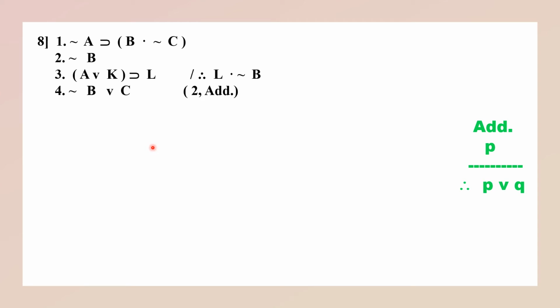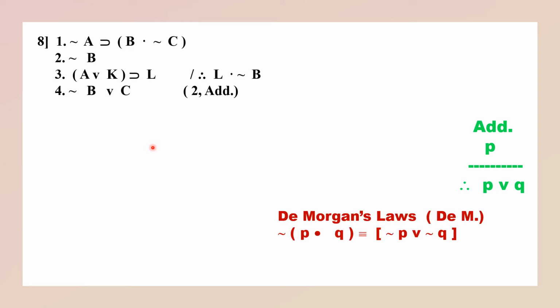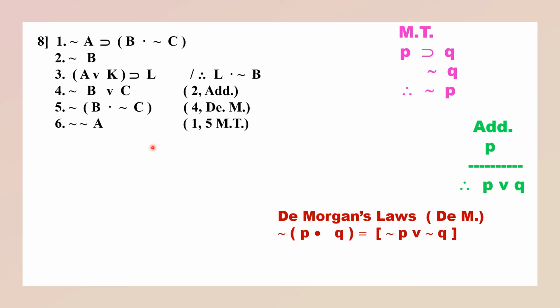Now put it into the bracket by De Morgan's law. Curl into bracket, the sign of B changes, wedge changes into dot, and C will become negative C. Now you have got the negation of the consequent. You can apply the rule of MT and you will get the negation of the antecedent, that is curl A.